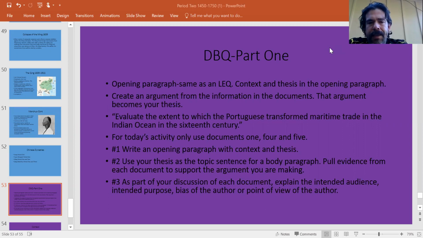Now, a DBQ stands for a document-based question. And here's the difference between a DBQ and an LEQ. In a DBQ, you get a bunch of documents. They can be reading passages, maps, graphs, charts, works of art, whatever. And you have to use the documents to write an argument. The difference is that in an LEQ, you're using the material you've learned in class, and in a DBQ, you're using the information that's in the documents themselves. So you're going to create an argument from the information in the documents. That argument becomes your thesis.